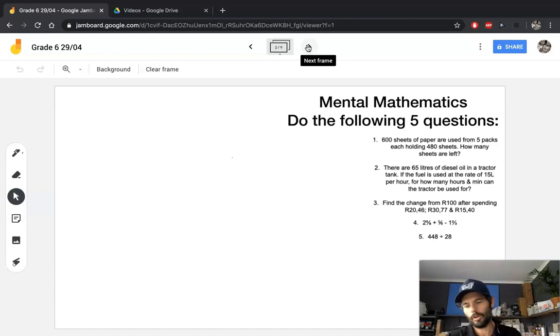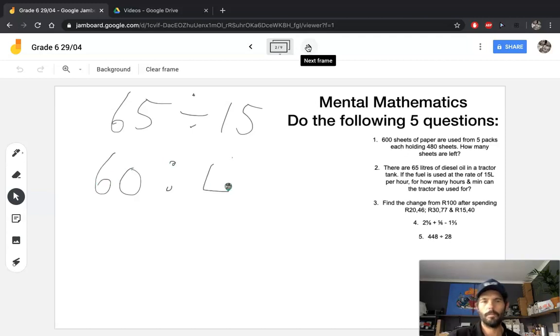So I need to know what is 65 divided by 15. Okay? 15 liters 1 hour, 30 liters 2 hours, 45 liters 3 hours, 60 liters 4 hours. So if I've got 60 liters in 4 hours, that means I have an additional 5 liters. So I need to try and convert that 5 liters into minutes. All right, so remember 65 divided by 15 is equal to 4, remainder 5.